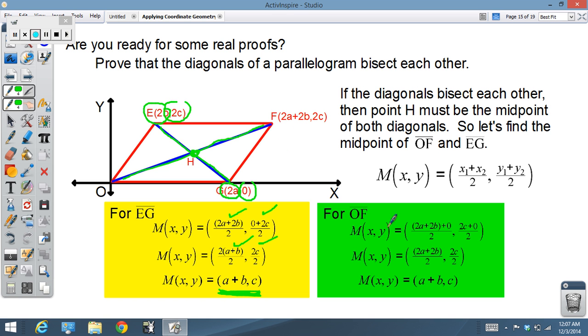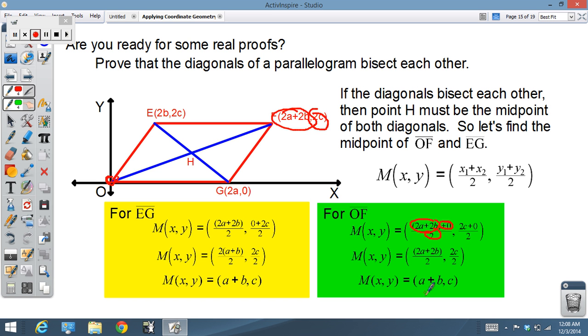It's a little more complicated because I got an x coordinate of 2a plus 2b, but then at least I get to add 0. Let me change colors here. Okay, they're all annotations. So 2a plus 2b plus 0 gives me my x-coordinate, divide by 2, and my y-coordinate, 2c plus 0, divide by 2.